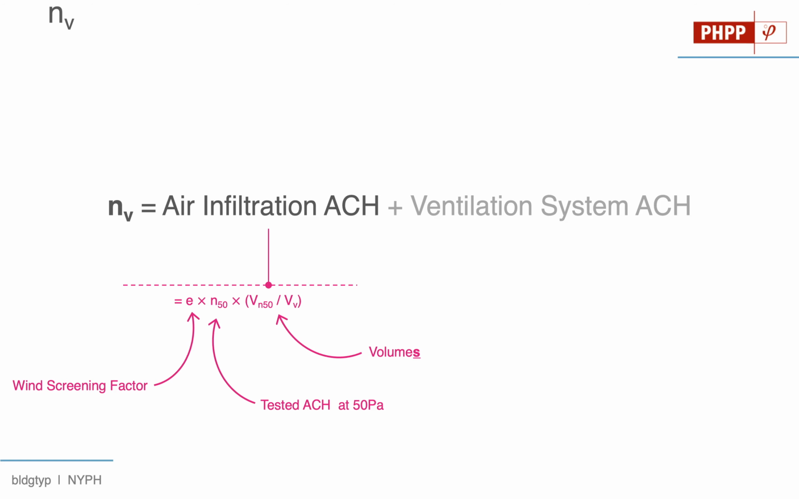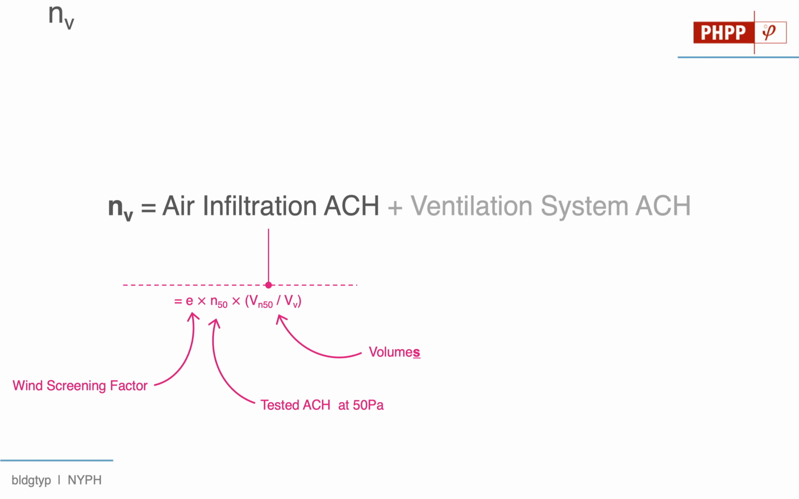Then we have the n50. Well, that's just the tested air change rate of your building at 50 pascals. Remember, for passive house buildings, for certification, we have to test our buildings using a blower door test. And that test is executed at a standard pressure differential of 50 pascals. And so we're going to get this number, this n50, when we build our passive house building. So that n50 comes from the blower door test.